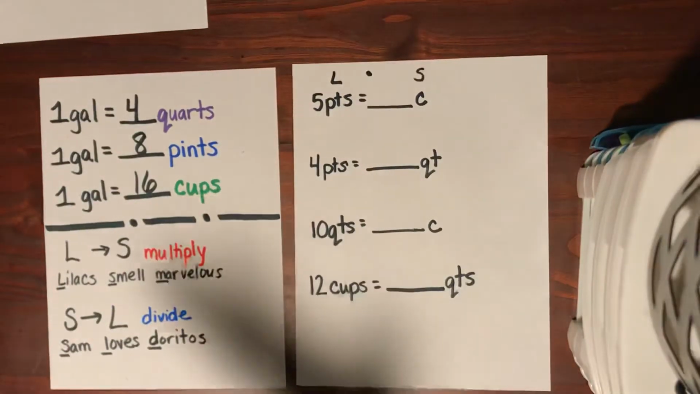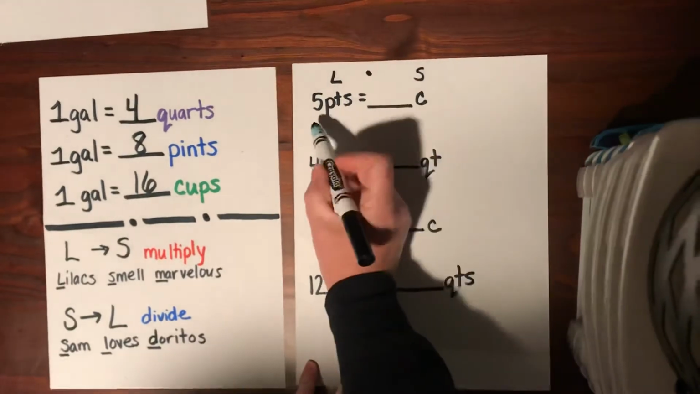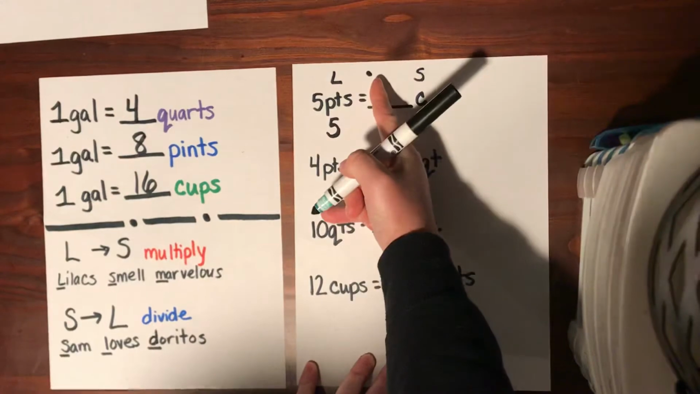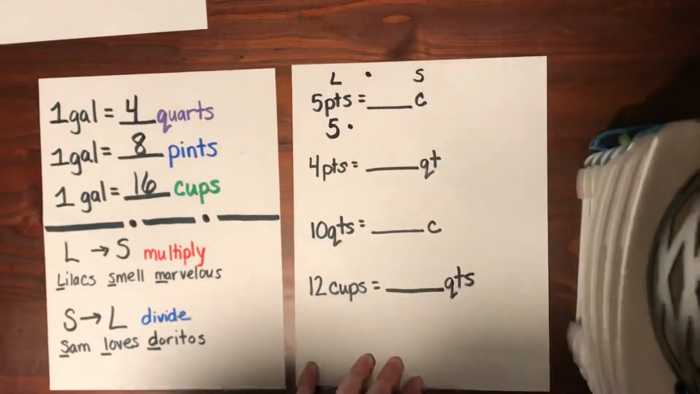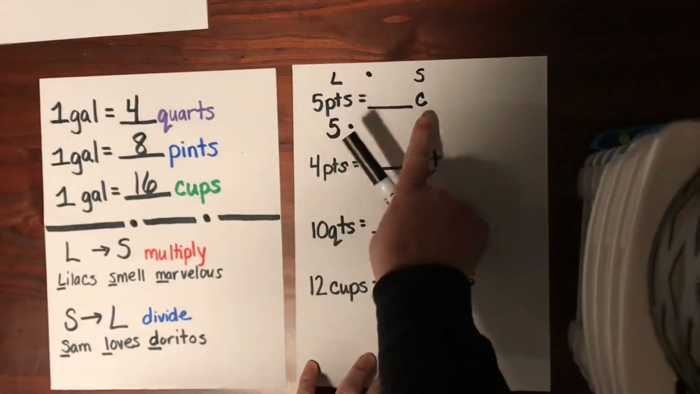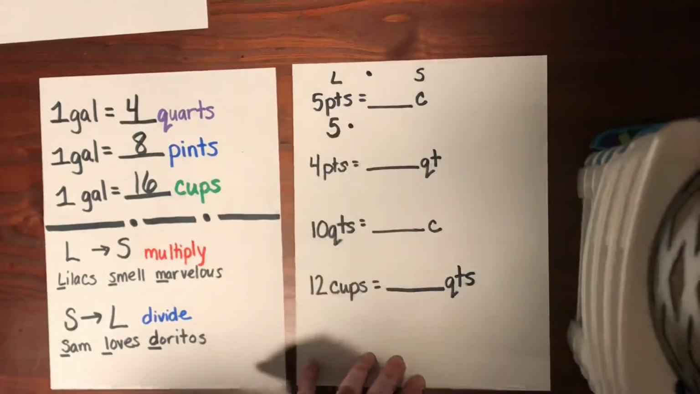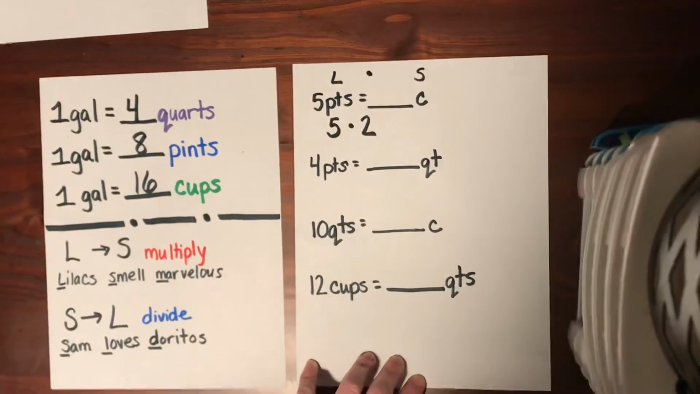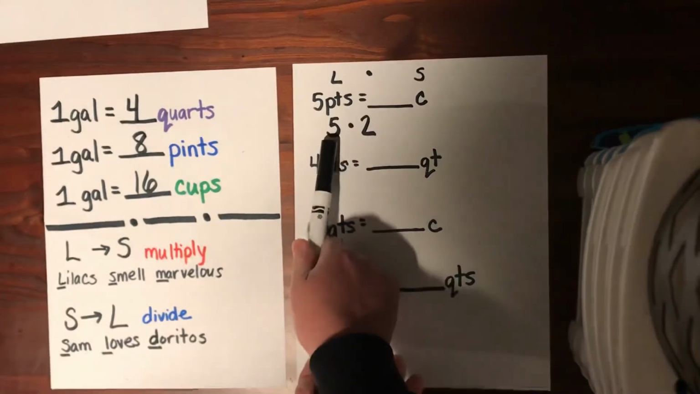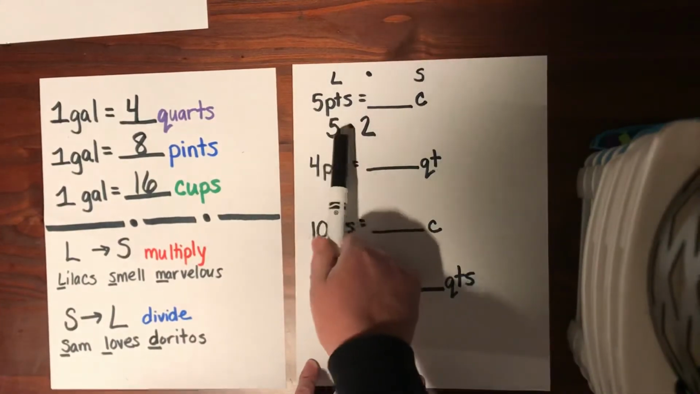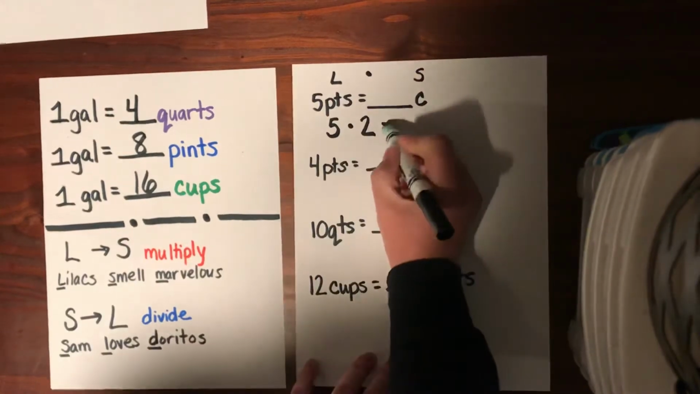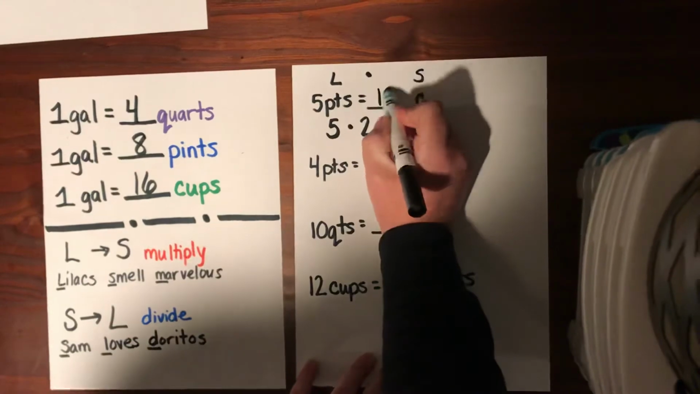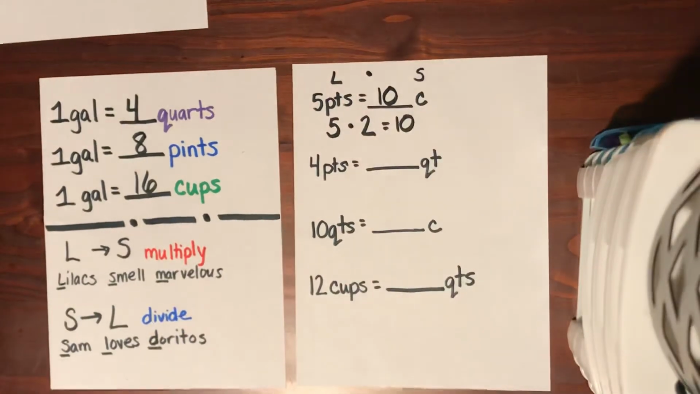So now we have all the information we need. We have a 5. We're going to take our 5 pints. We have an operation sign. We're going to multiply. And how many cups are in a pint? We know that there are 2 cups in every pint. There's our second number, and we can complete this problem. There are 5 pints. 5 times 2 is 10. 5 pints equals 10 cups.